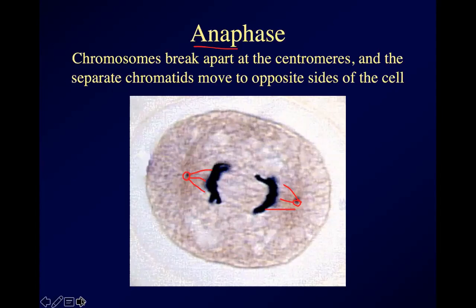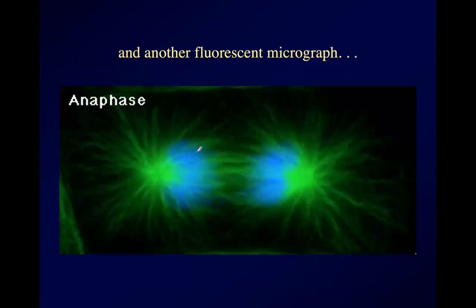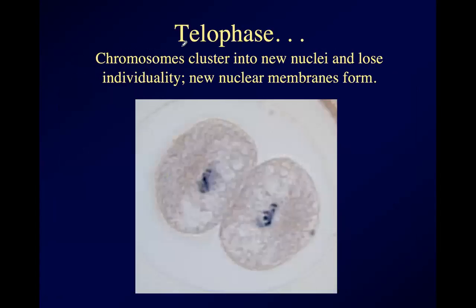That's anaphase. And there's another fluorescent micrograph. In blue, again, you have the chromosomes. They're stained blue. And the spindle fibers are what are dragging the chromosomes to opposite sides. Last phase, telophase. Telos is Greek for a goal. So this is the goal of the whole thing. The chromosomes clump into new nuclei, and they start fading.